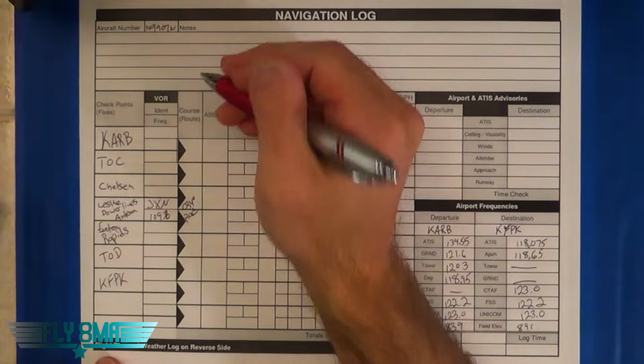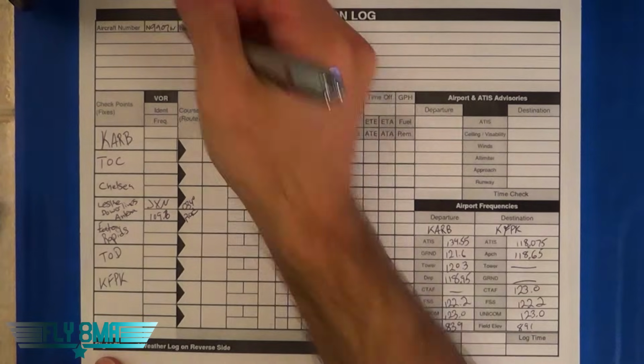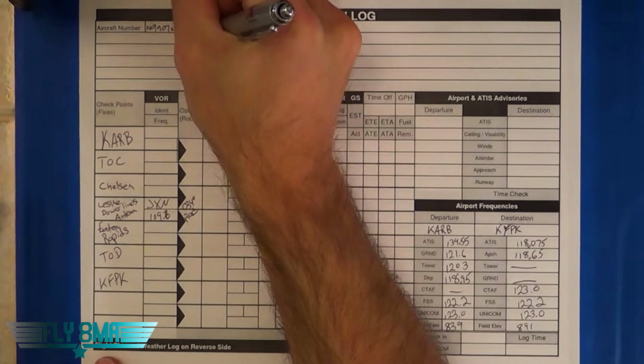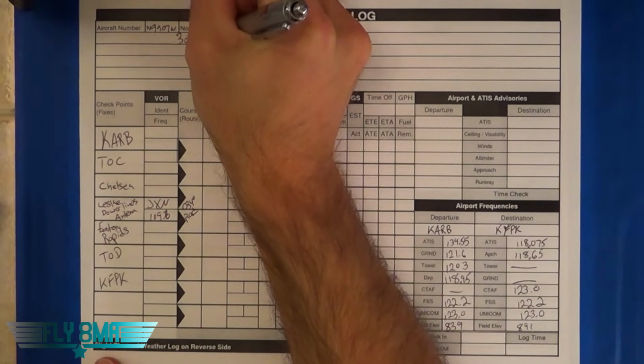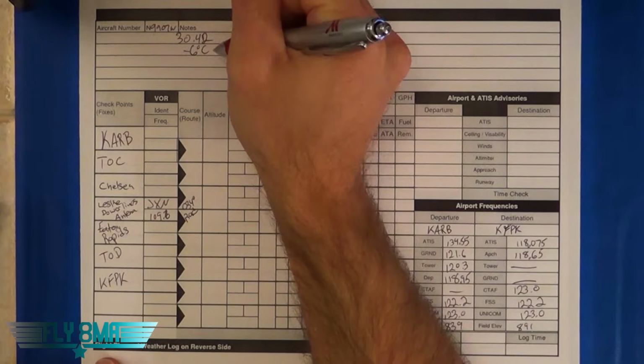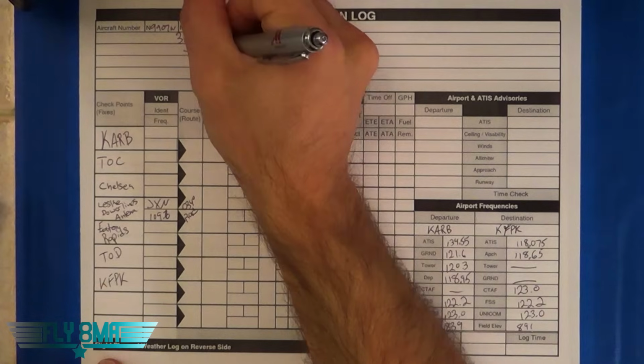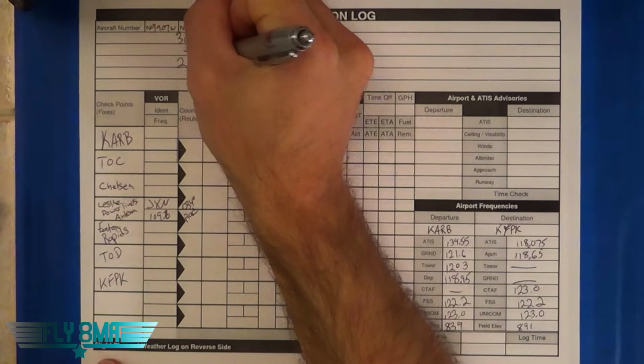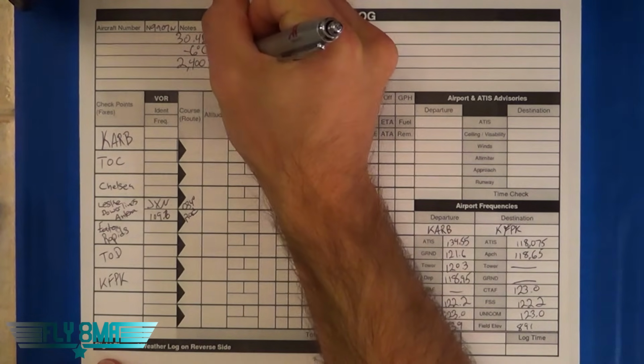So now let's go ahead and put in some other notes here, like what the weather's doing. So we actually have an altimeter setting outside of 3042. We have a temperature outside of -6 degrees centigrade. And we're planning on cruising about 2400 RPM is an important thing to know. So what do you plan to cruise at?